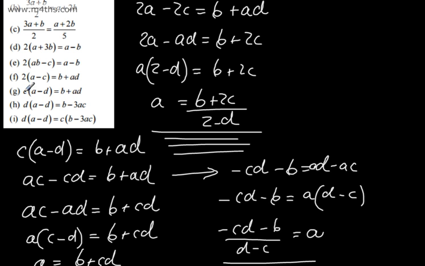So that was this one right here, wasn't it? This one here, no major issues with this. So let's go ahead. We've got d bracket a minus d. Remember, with all of these, we're expected to make a the subject, b minus 3ac.